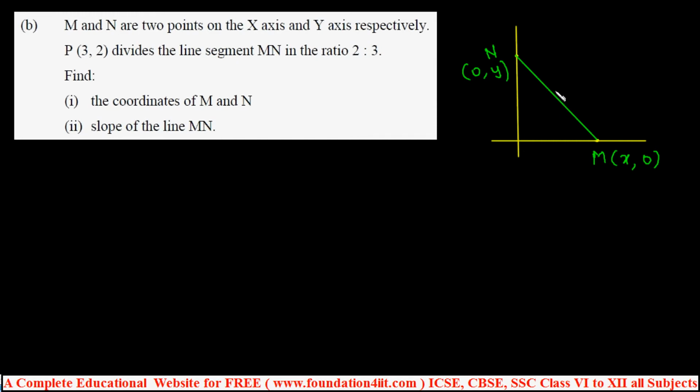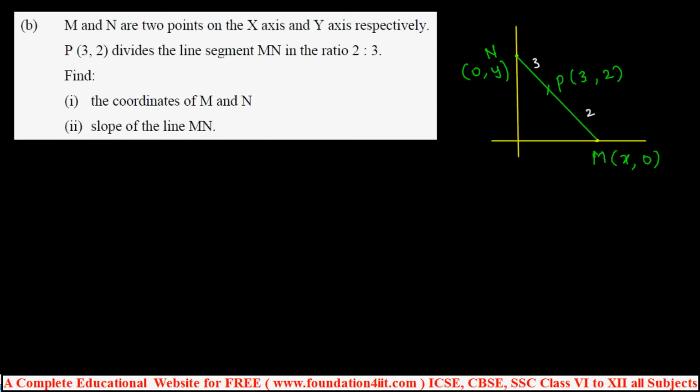And that P divides in the ratio m1 is to m2. So P is (3, 2). P divides the line segment in the ratio 2:3. Yes, from the x-axis side it is 2, so we should take this as 2 and this as 3. And P is (3, 2). Now find out the coordinates of M and N.